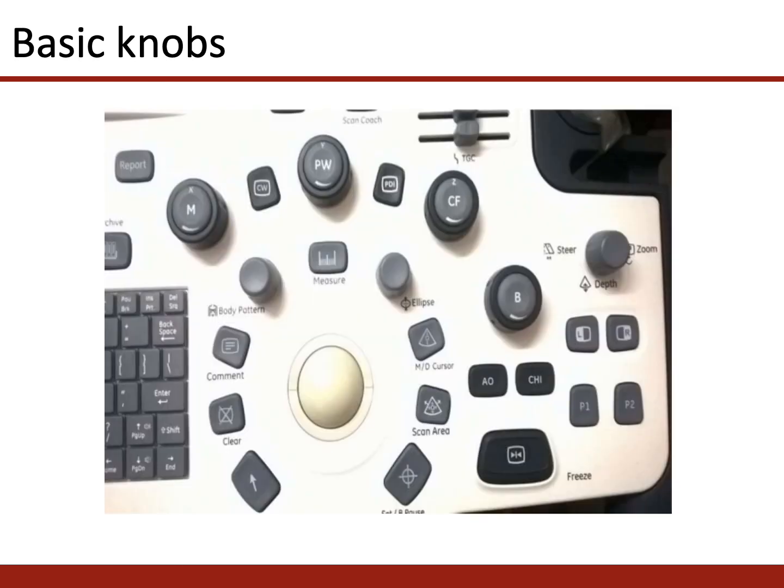So here we can see the basic knobs on one particular machine. We look for the depth button, which is usually a toggle button, so we can see that on the upper right of the machine. We click up and down to adjust the depth. The other important buttons are the gain button, which here is B for brightness, CF, which is color flow, M mode, which is the button on the top left.